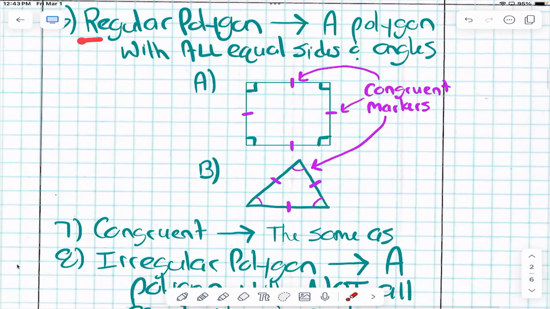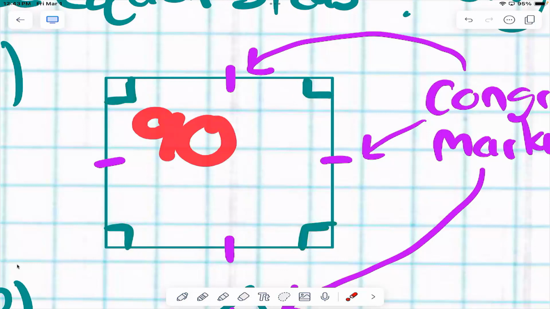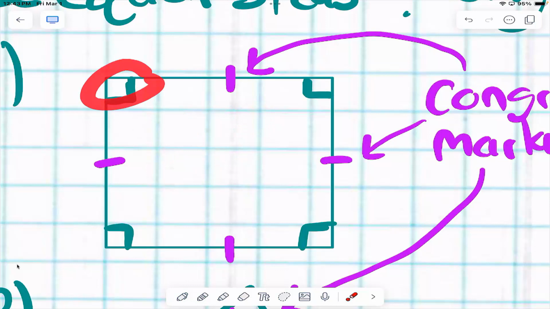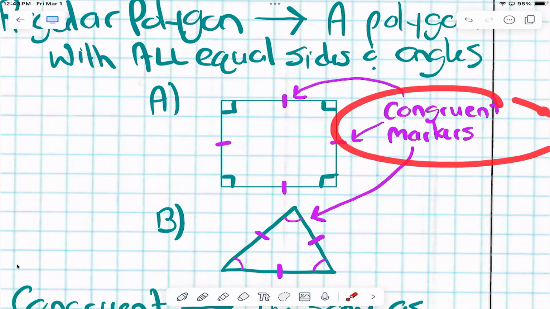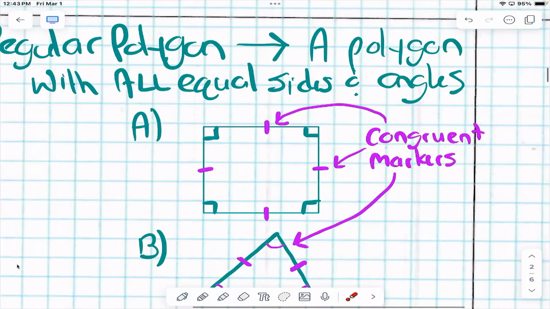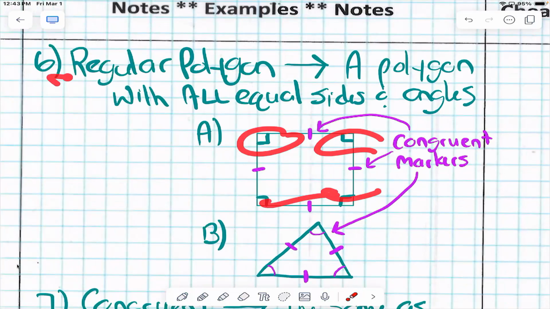Guys, this is big. Regular polygons are polygons with all equal sides and angles. Take a look at this shape right here. First of all, what are these called? Right angles. They're little squares, right? Right angles measure how many degrees? 90. So are all these angles the same? Yes. Now how do we know, or we have these little marks, I guess I should say, that are the same on all four sides of this shape. We call these marks what? That means all four sides are the same. So if all four angles and all four sides are the same, is it a regular polygon? Yes.